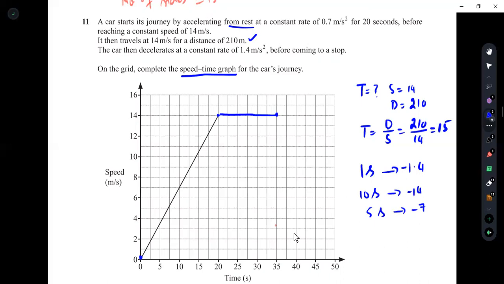So the next 5 seconds, let's say. We see the scale on the x-axis: 2 boxes represent 5 seconds. So if it is traveling for the next 5 seconds, its speed will decrease by 7. From here, the speed is 14. It will decrease by 7, meaning 14 minus 7, it will come to 7. So 7 will be here. And after the next 5 seconds, the car should be at this point. In the same way it will go, and we can draw this line.